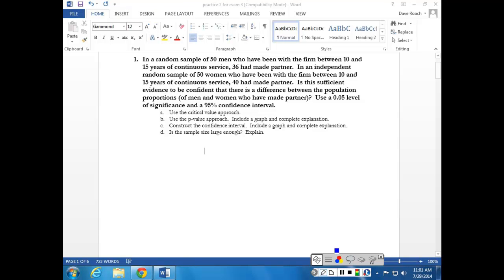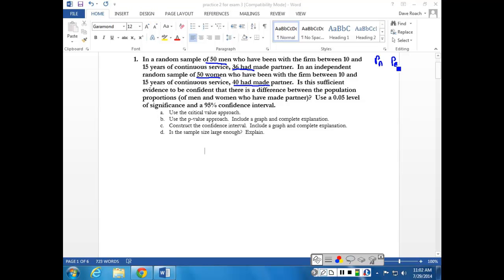Okay, on problem 1, it says we have a random sample of 50 men who've been with the firm between 10 and 15 years. 36 have made partner. So what we have is whether or not they made partner. So that's going to be a categorical variable, something to do with proportions. But then there's another random sample of 50, and of those 40 had made partner. So what we have is a PA and a PB, the difference between two proportions.